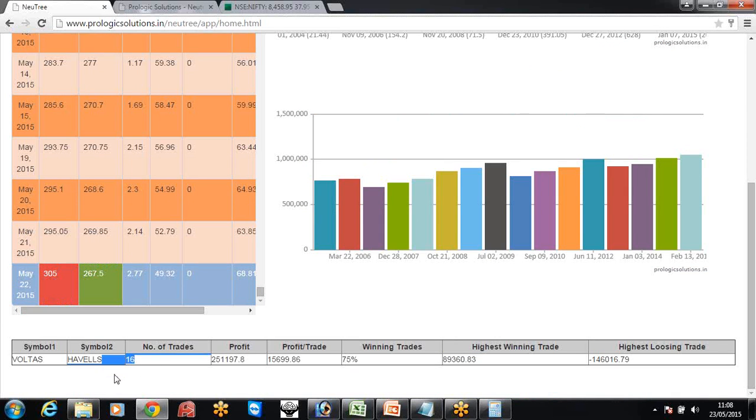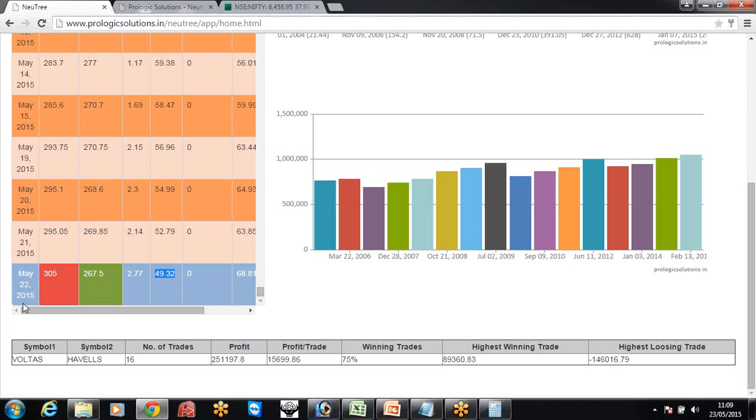There are 16 trades in this past 10 years. 75% is your winning trades, but the problem with this particular trade is its correlation is only 50%, around 49%. So it's a 50-50 chance that this trade will make profit or it can go under loss also.